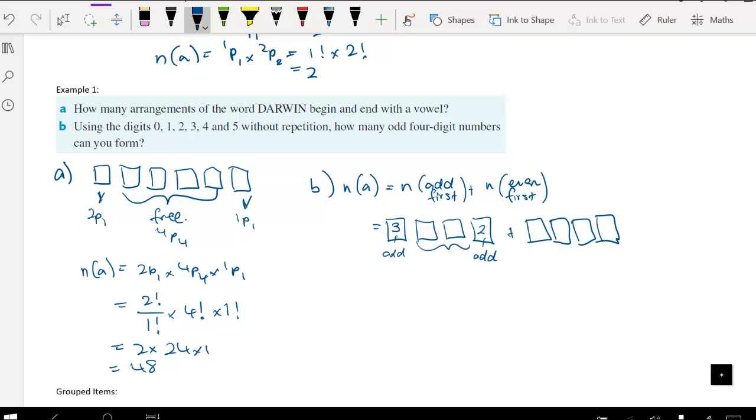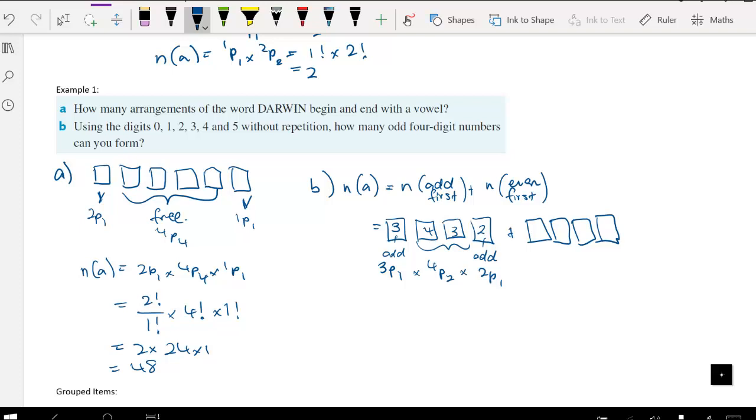So this would be 4 and 3. So 3p1, and 2p1, and 4p2.